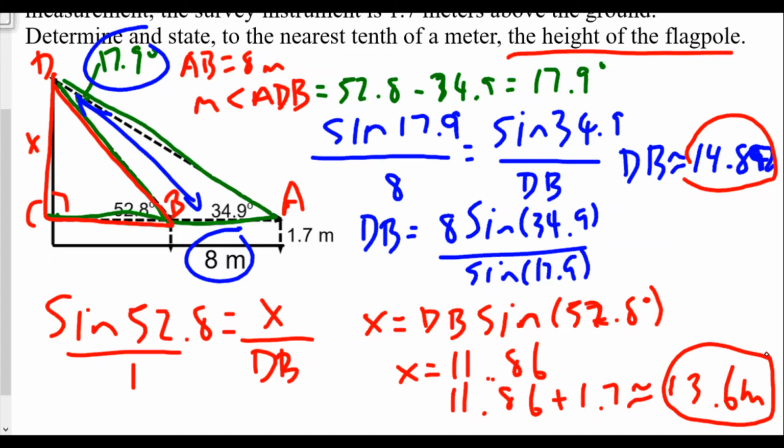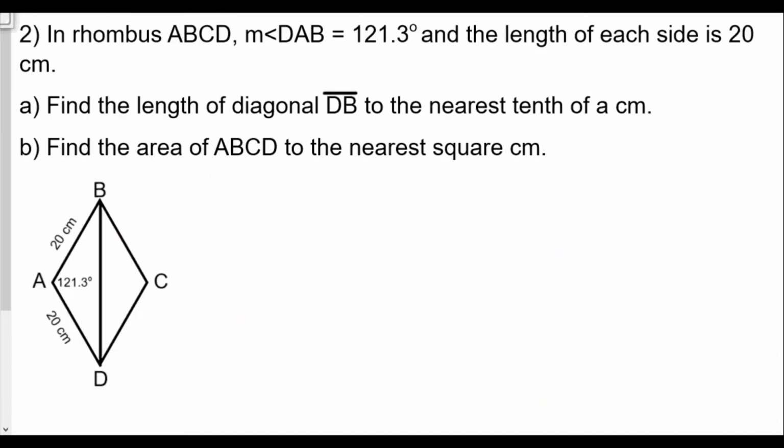Okay, so our second question had us at the rhombus ABCD, measuring angle DAB is 121.3 degrees, and the length of each side is 20 centimeters. Find the length of diagonal DB to the nearest tenth of a centimeter, and then find the area of ABCD to the nearest square centimeter.